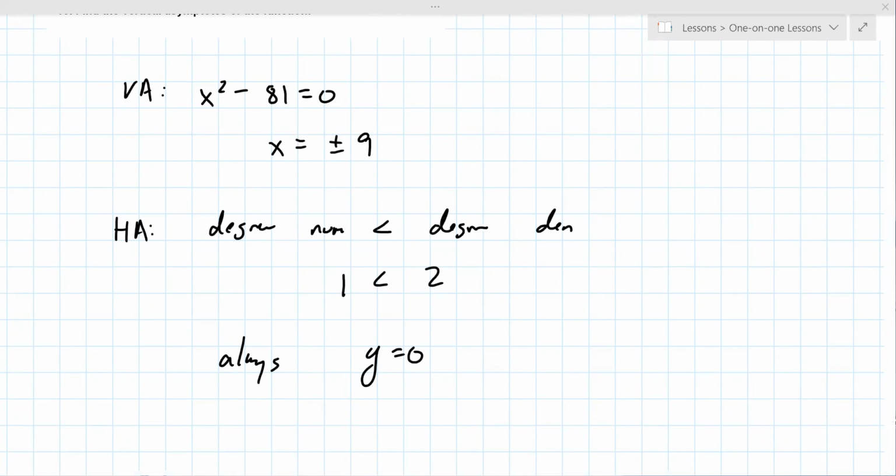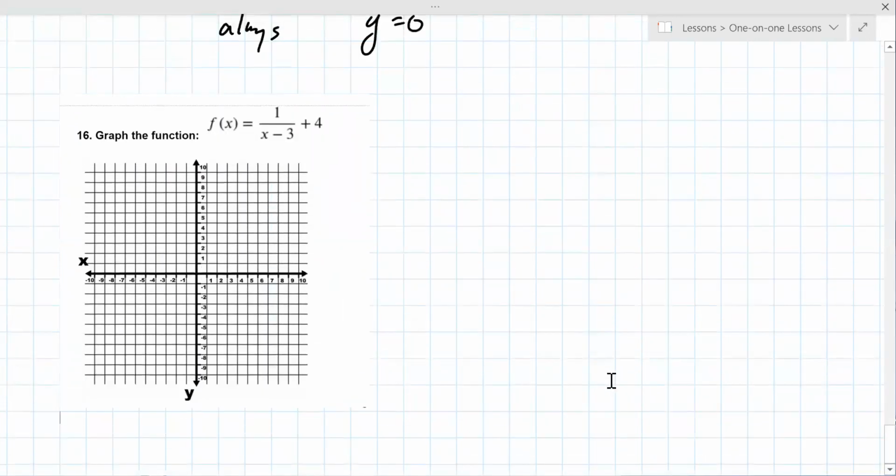Understandable. All right, so let's go to the graph here. Okay, so to graph this, you're going to do many of the same things we just did. You have to first find the vertical asymptote, which is where x minus 3 equals 0, or at x equals 3. So I'm going to draw a vertical line at x equals 3.